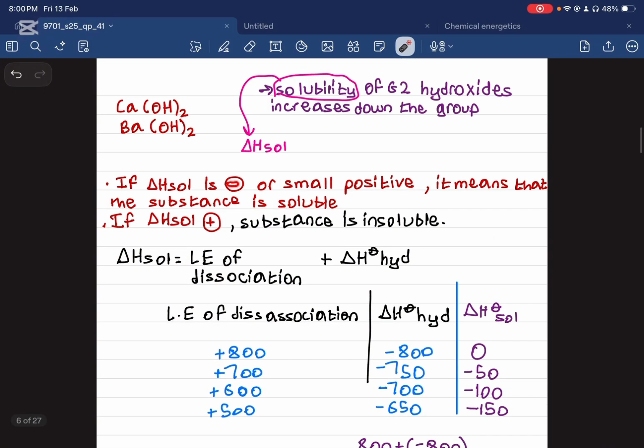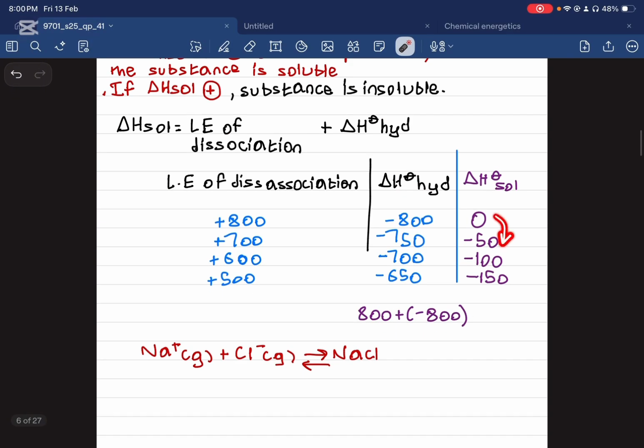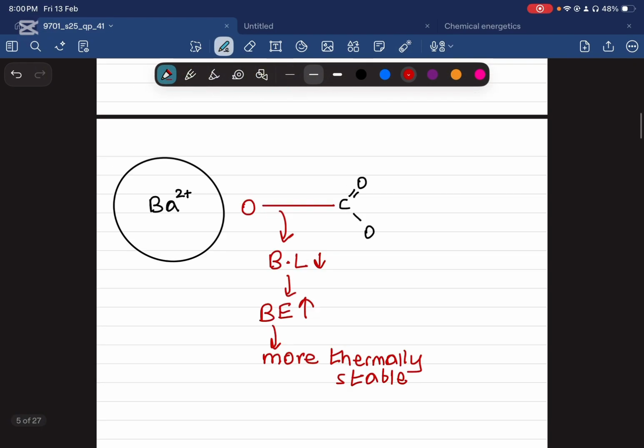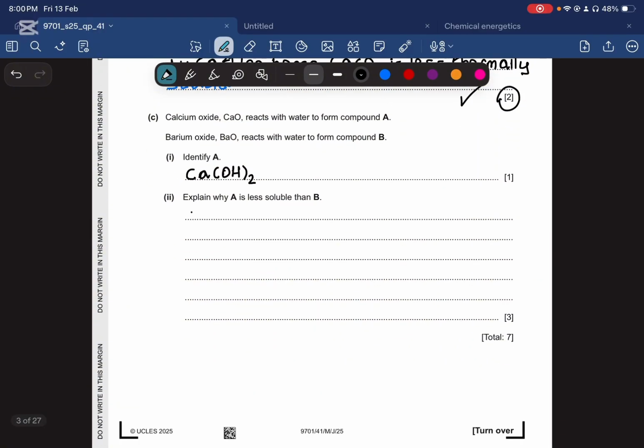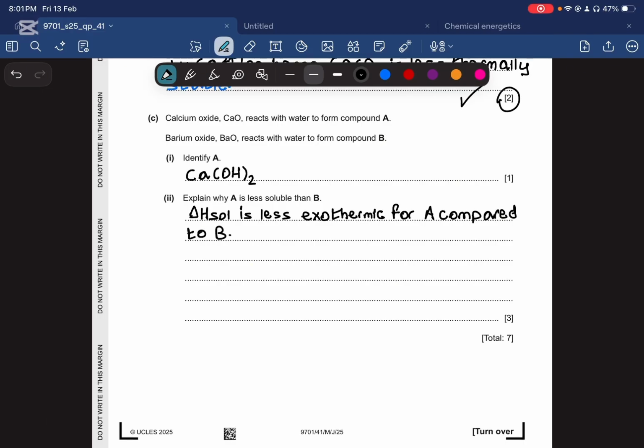Because remember, if enthalpy change of solution is negative, it means it is soluble. If it is more negative, it is more soluble. If it's less negative, or in other words, positive, it is insoluble. So if this is becoming more negative, it means solubility is increasing. So your first point needs to be about enthalpy change of solution. You're going to write down that the enthalpy change of solution is less exothermic, or you could say less negative, for A compared to B. Point number one.